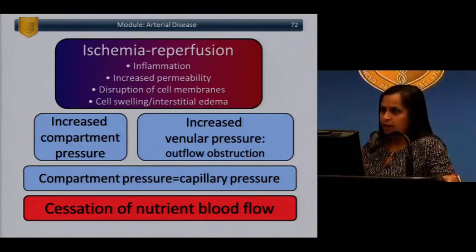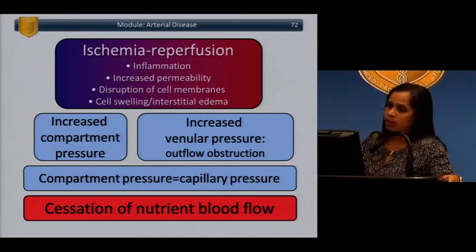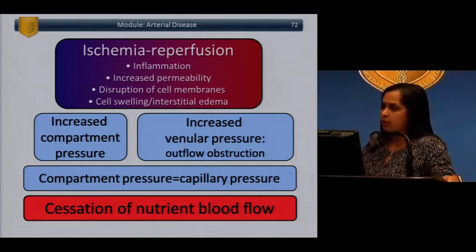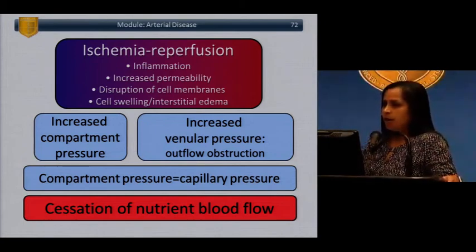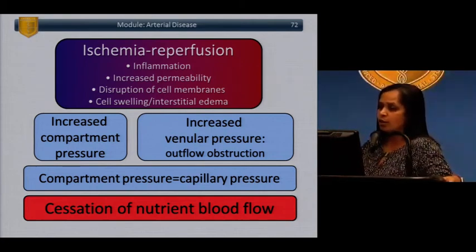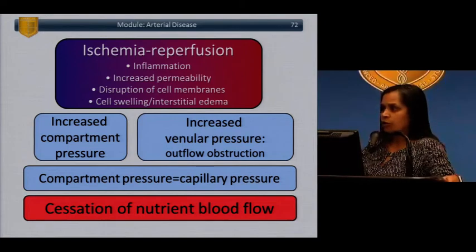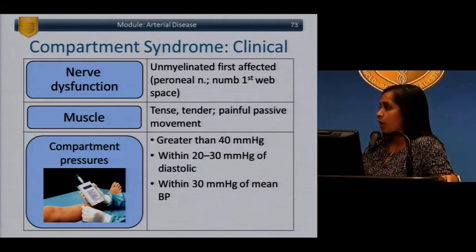The pathophysiology of compartment syndrome starts with ischemia and reperfusion. The reperfusion leads to inflammation, increased permeability, and disruption of cell membranes. This leads to a lot of cell swelling and interstitial edema, and this increases the compartment pressure both by increasing the edema of the tissues as well as increasing the venular pressure, which decreases the outflow. Ultimately, as the compartment pressure increases above the level of capillary pressure, nutrient blood flow stops, and this results in tissue necrosis.